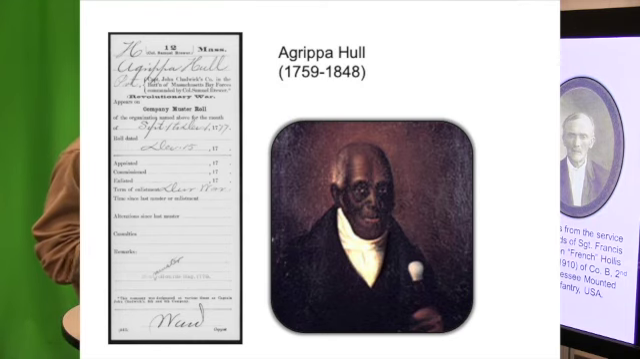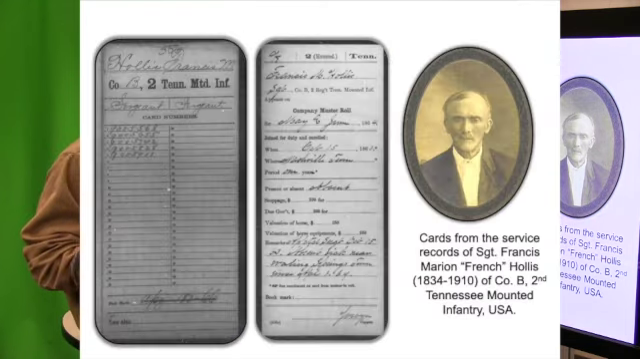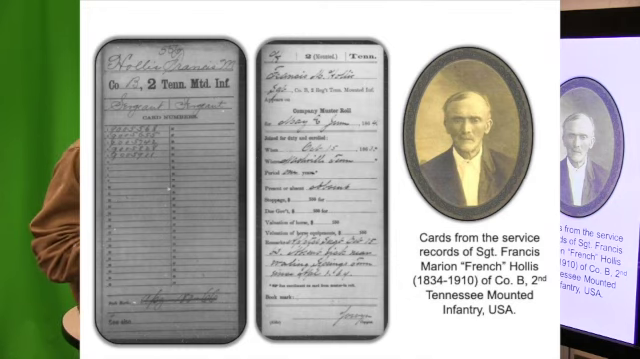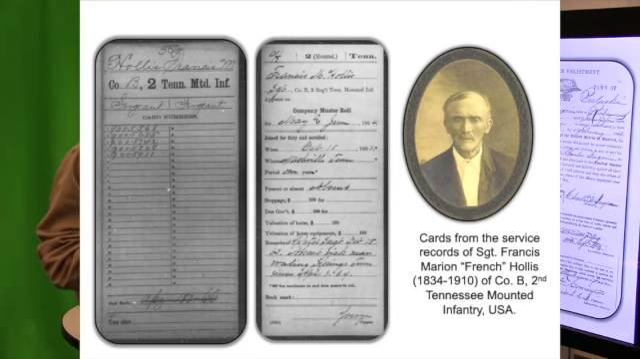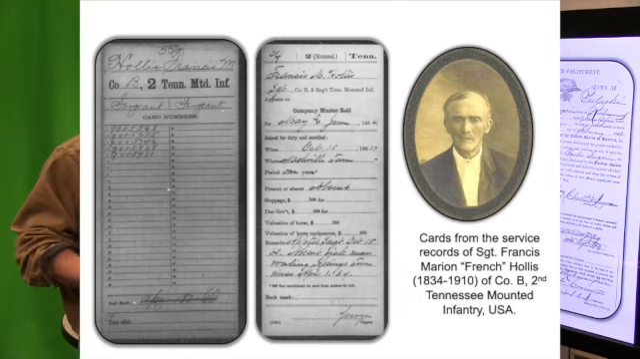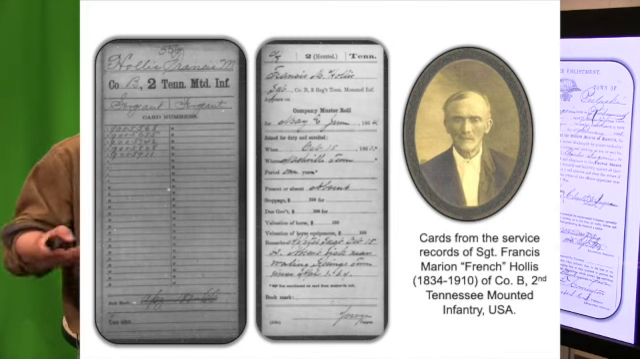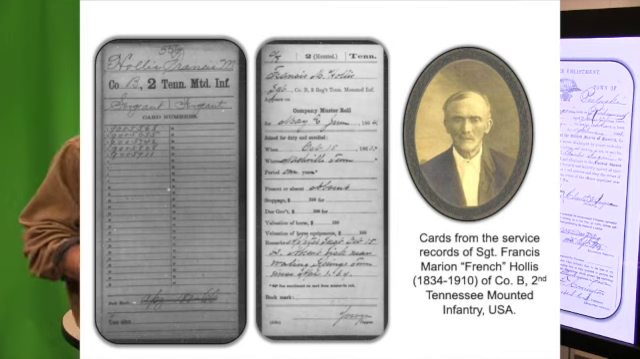Then Civil War records. This is some cards from Francis Marion Hollis's Company B, 2nd Tennessee Mounted Infantry service records. He was my 3rd great grandfather on my mother's side, who started out in Wayne County and wound up in Lawrence County. Union service records generally contain enlistment papers, muster rolls, prisoner of war papers, death reports, etc. They usually give a physical description of the soldier, his height, weight, eye color, etc. Usually, but not always. They don't always have enlistment papers.